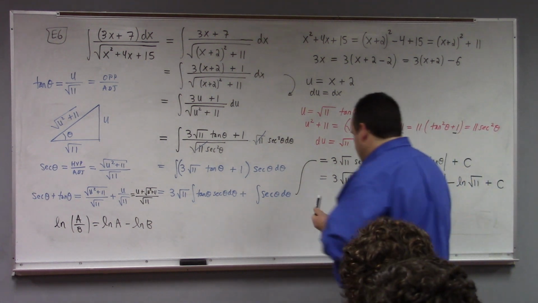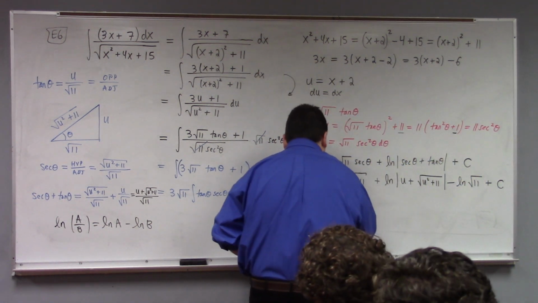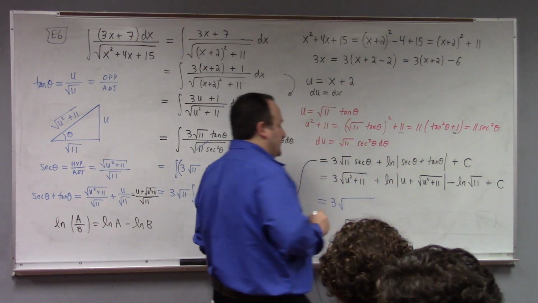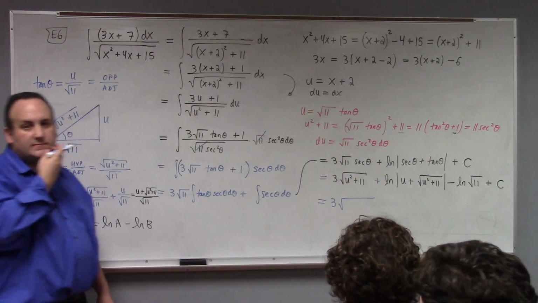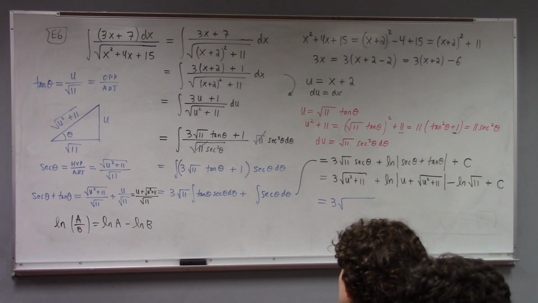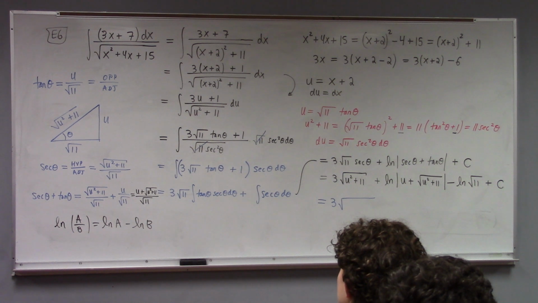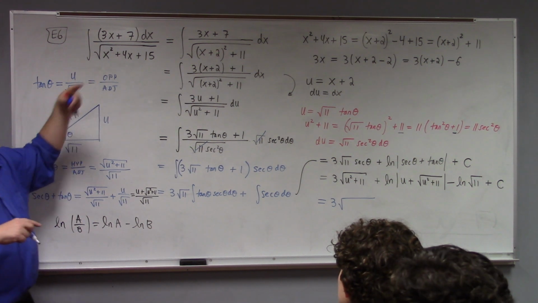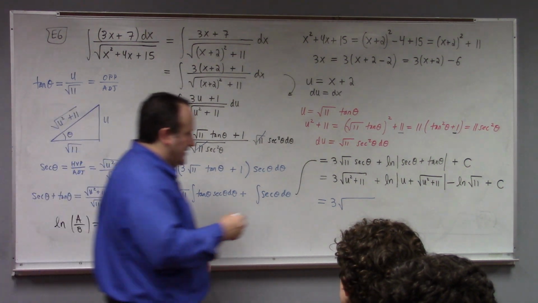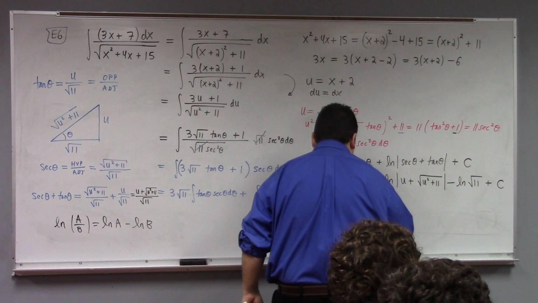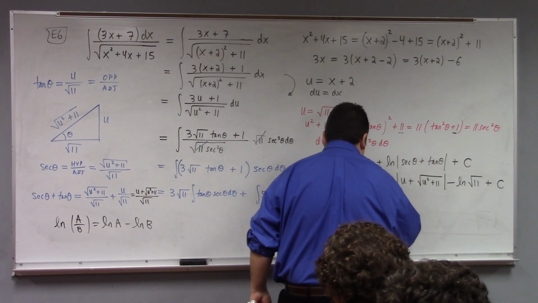But what does this give us? 3 square root. Now what is u squared plus 11? Right, tracking back, it's what? It's exactly x plus 2 squared plus 11, right? Which, going back to our original form, is precisely x squared plus 4x plus 15. So just undo what we did.